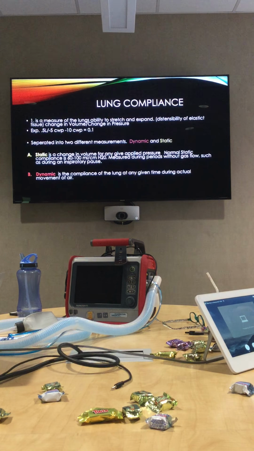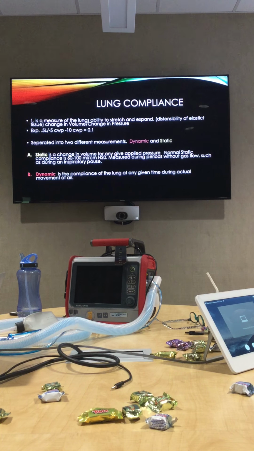And typically in children, by the way, you don't want to go past the closing point of their lung, because once you do, it's hard to get those little alveolar sacs back open, especially in infants, especially if they're lacking surfactant. So lung compliance in itself basically is a measure of the lung's ability to stretch and expand. It's the stability basically of elastic tissue. So change in volume divided by a change in pressure.